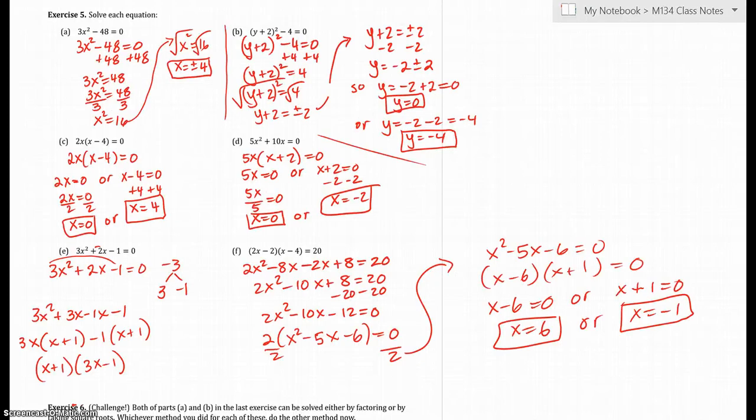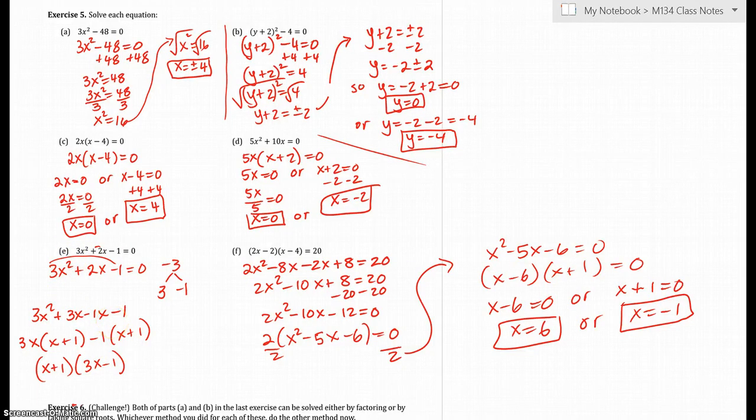Here are all the solutions to exercise 5. Notice how in the first 2 we did extraction of roots, or the square root property, because you can isolate the square term, there's no x. C, D, E, and F all need to be done by factoring. C was already factored for you. D, you just took out what's common. E, that's a little tougher to factor. We had to use factoring by grouping.